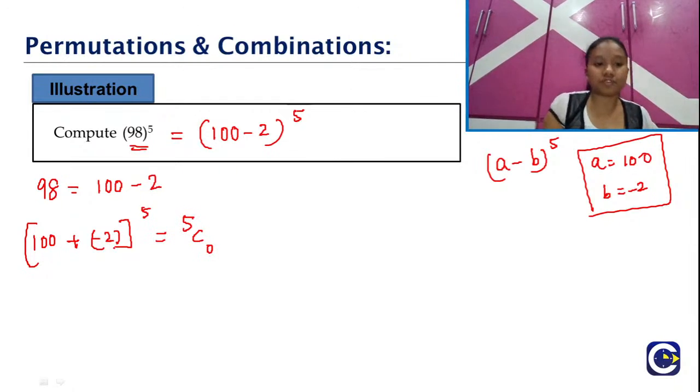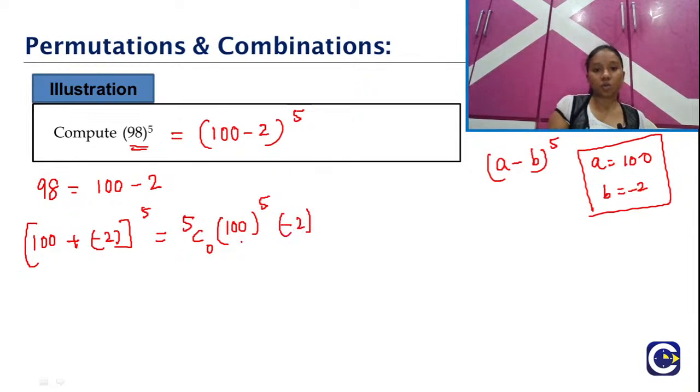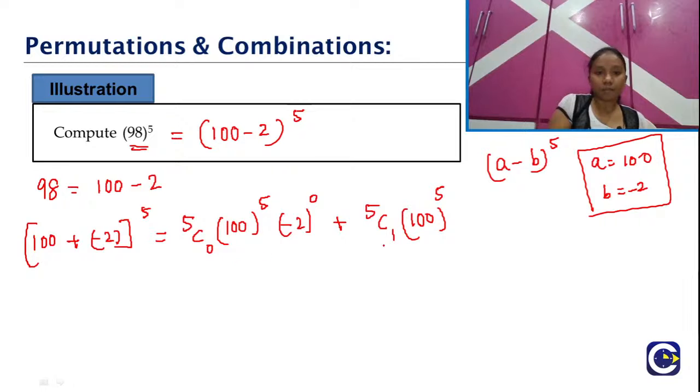And here the first term is 100 power the index. So what is our index? That is 5. And the second term is -2, with power 0. So the second term's coefficient will be 5C1, and here 100 power n, that is index 5 minus 1, and (-2) whole power 1.